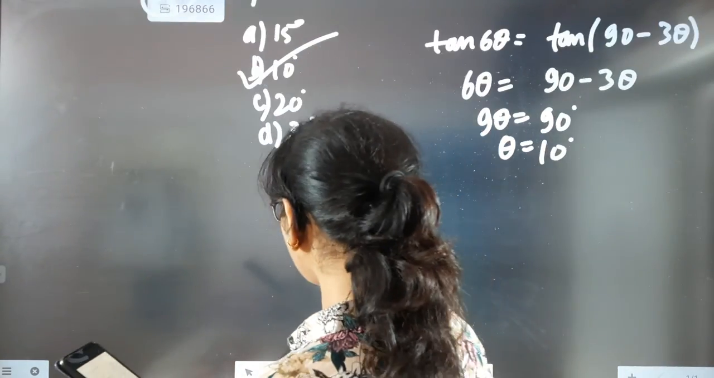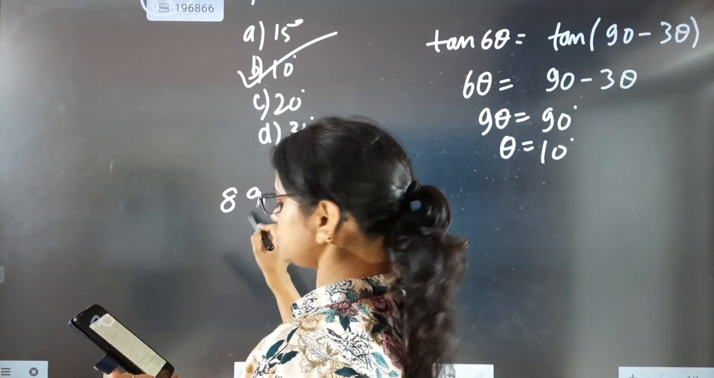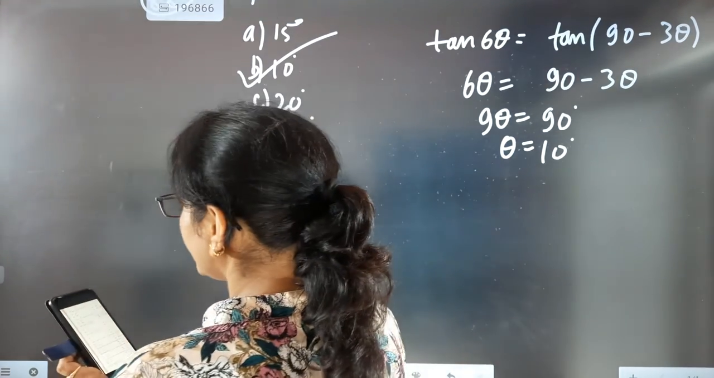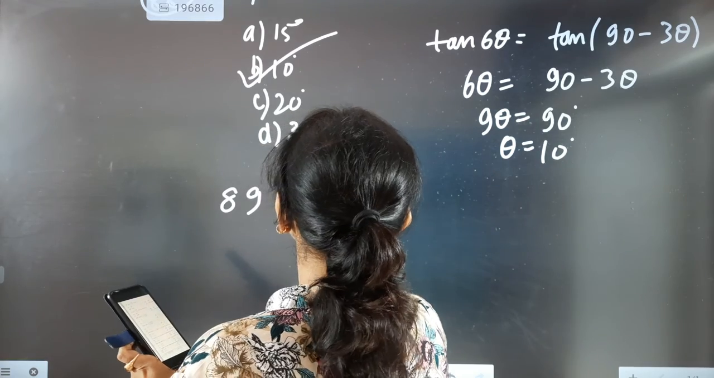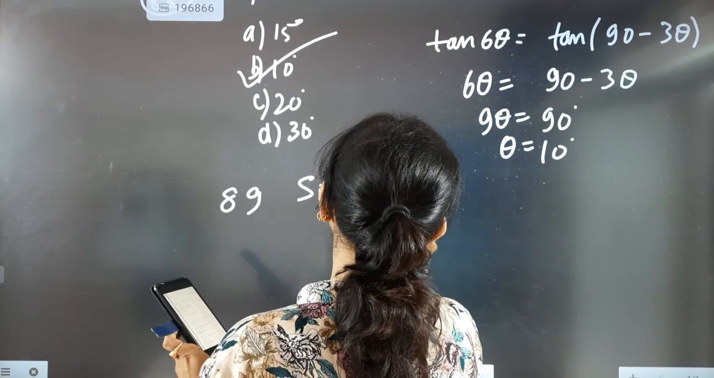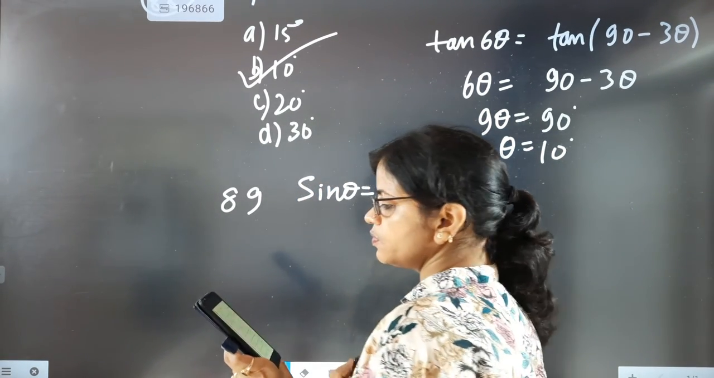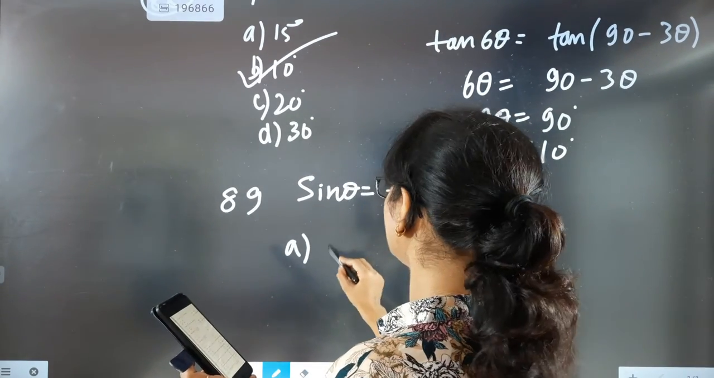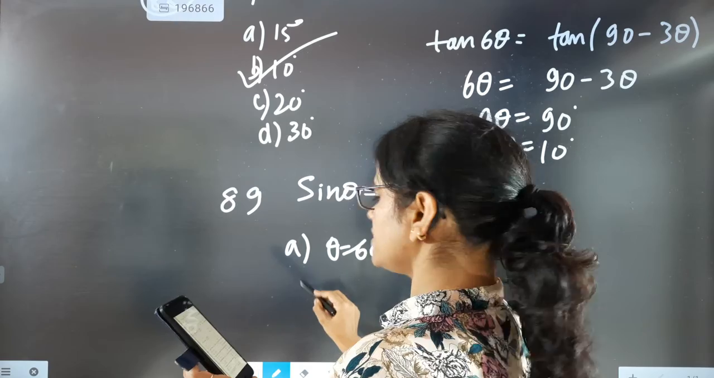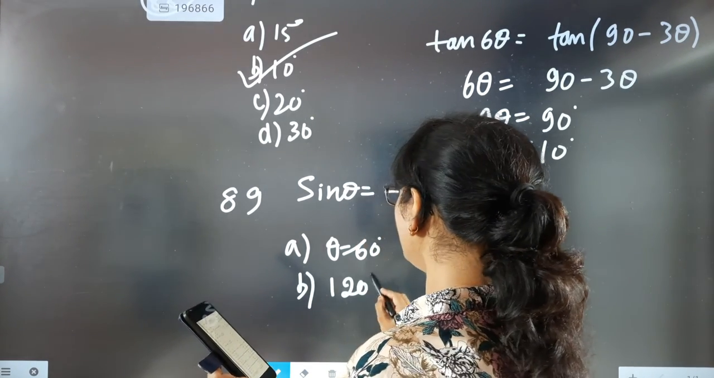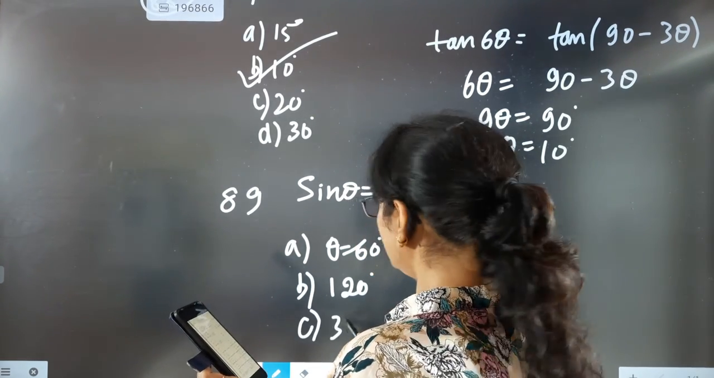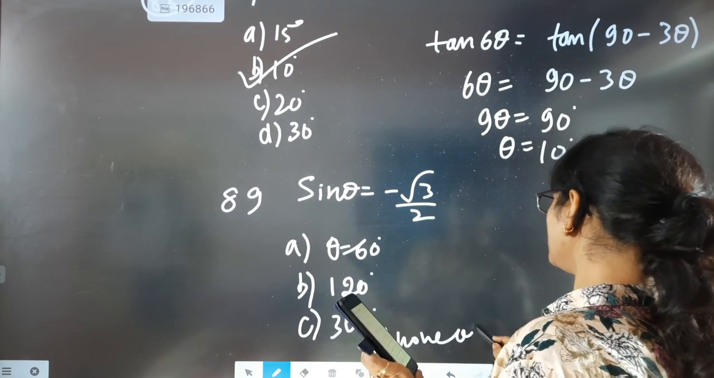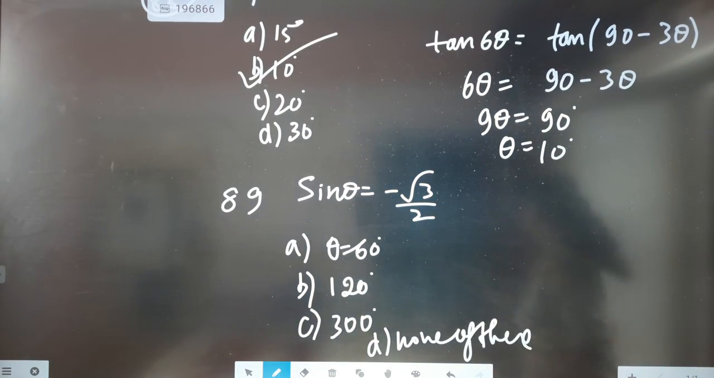So now the 89th question. What is the question? If sin theta will be equal to minus root 3 by 2, then which option of theta will be correct? Theta will be 60 degree. Second, theta will be 120 degree. Third, theta will be 300 degree. Fourth, none of these.